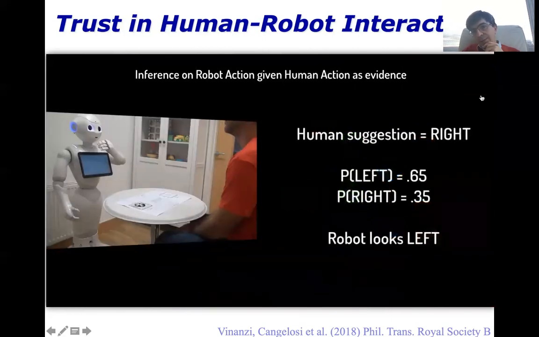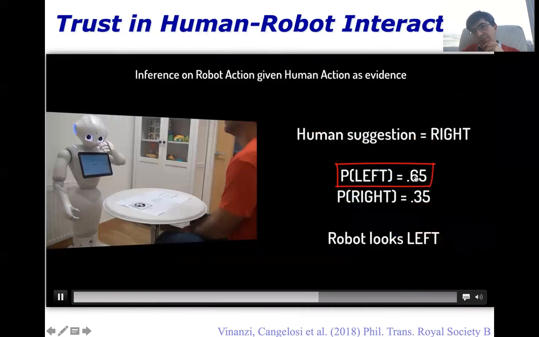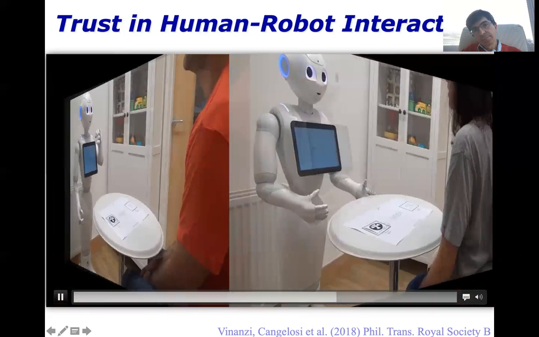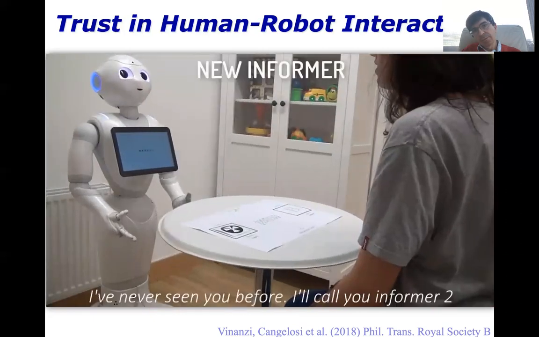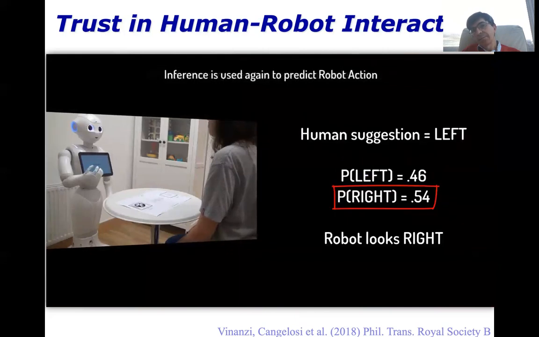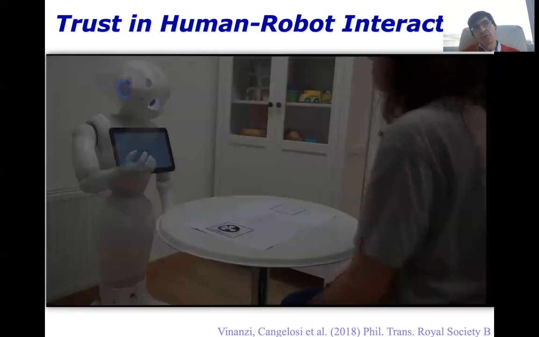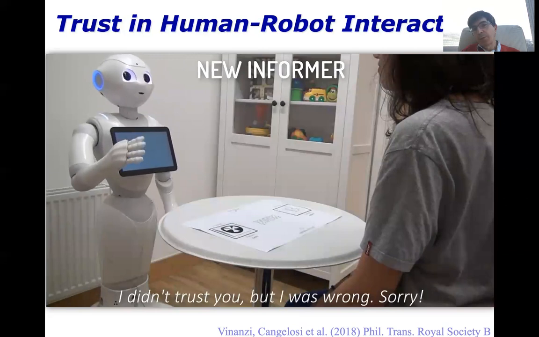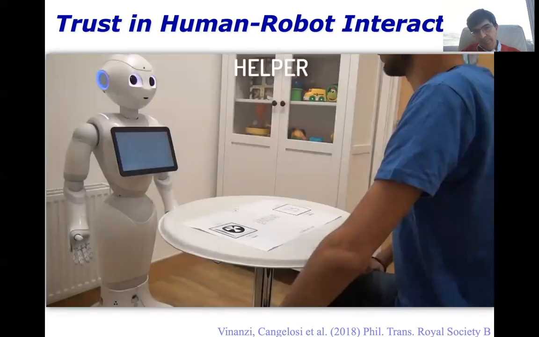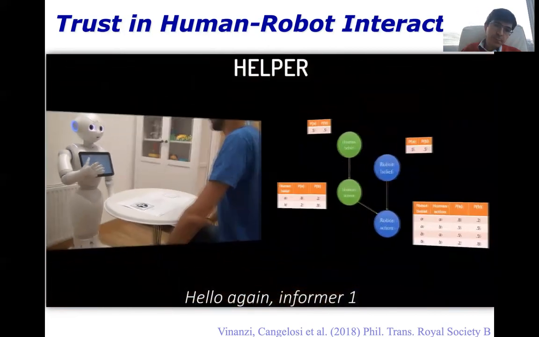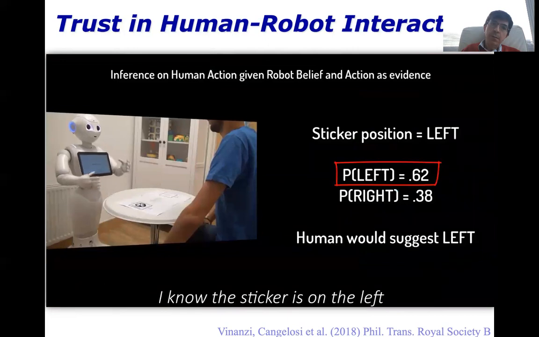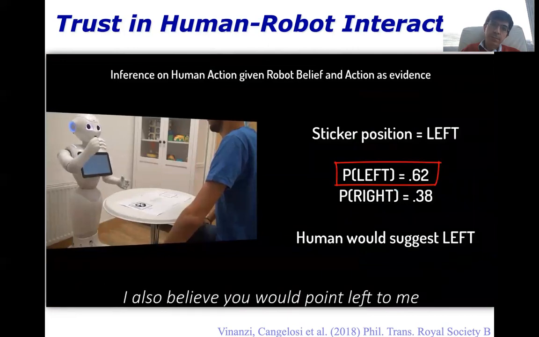Here is why the networks allow you to predict the position on the left, integrating the two bits of information. I've never seen you before. I'll call you Informer 2. So you can then use existing theory of mind from other people in your group to map this onto new people. Hello again, Informer 1. I know the sticker is on the left. I also believe you would point left to me.